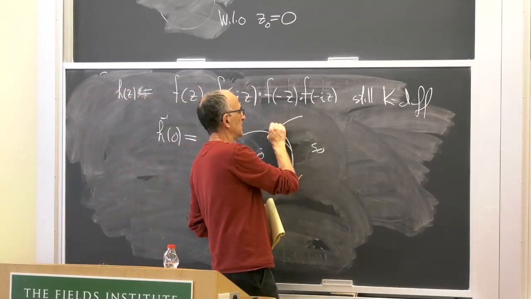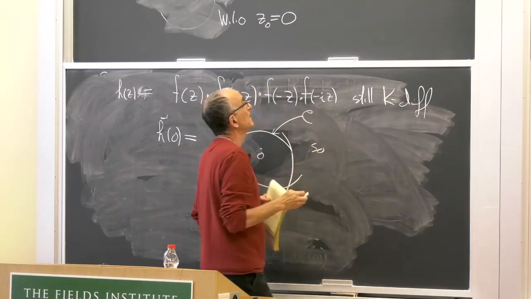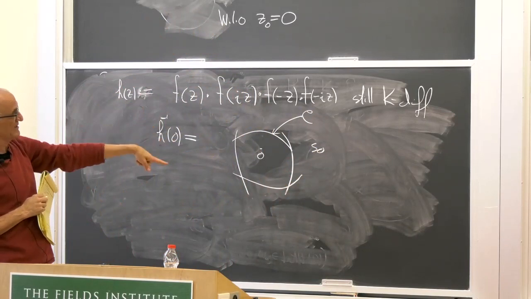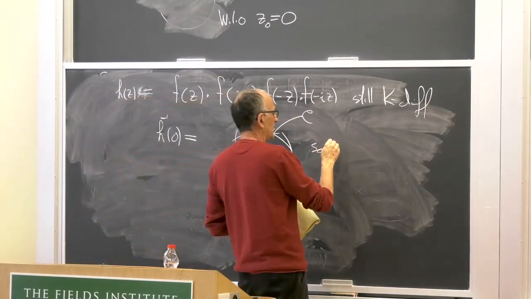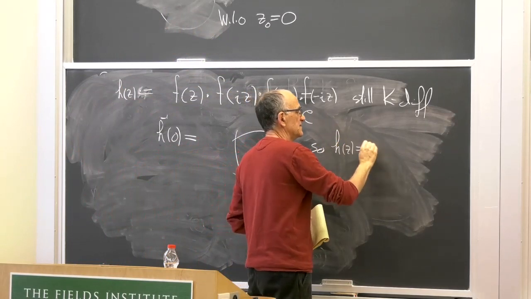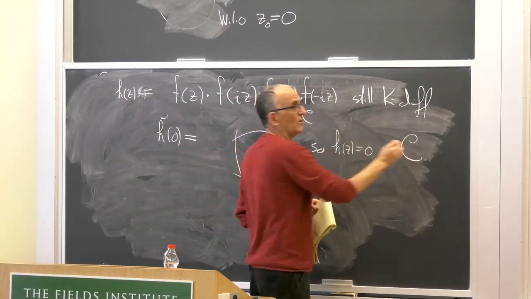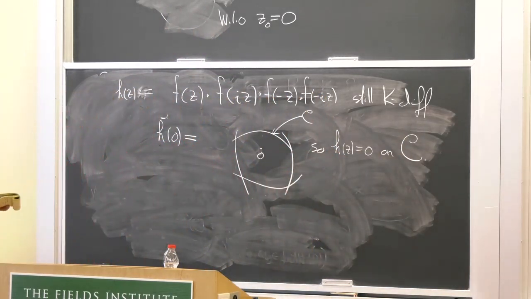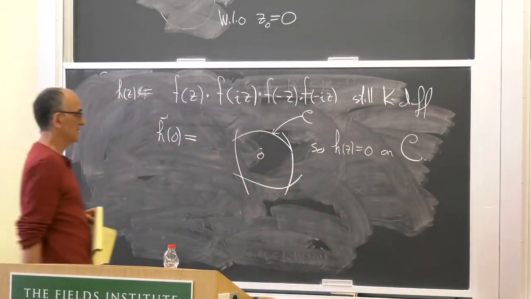So if we massage the picture well enough, we can make sure that this is actually a simple closed curve. So h of z is zero on this new set C, but now by the maximum principle, it has to be zero inside.